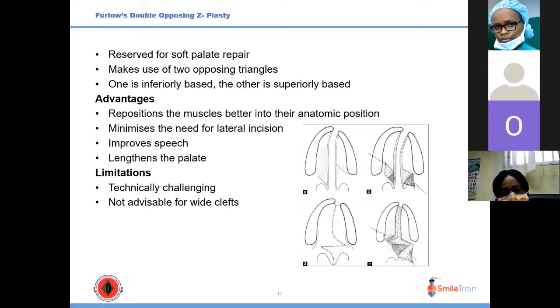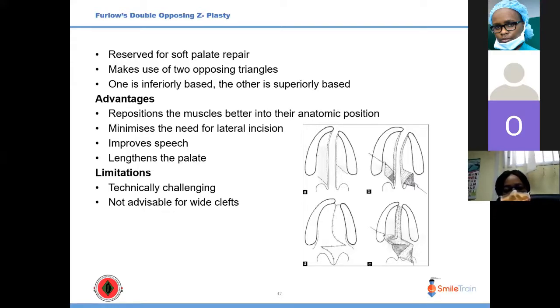Now it has been reserved for secondary repair of the palate. In fact, Smart Tray now considers it as a BPD surgery, because it is said that if you use it for the primary repair, and then you now have issues with the speech of the individual, then it may be difficult for you to be looking for other methods to improve the attachment of the muscle. So it's essentially for the soft palate and for secondary closure.